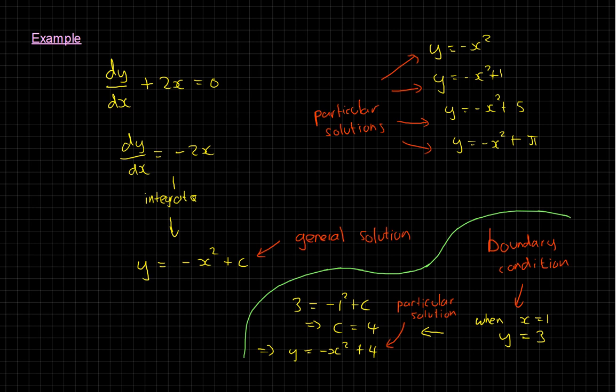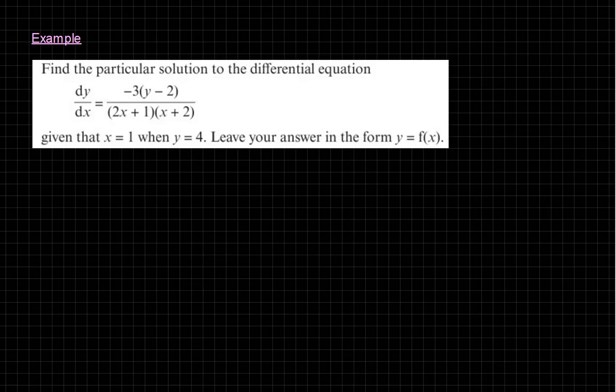So now let's look at some more advanced examples of this kind of thing. Okay, so here you've been given a more complicated looking differential equation. So let's just note a few things. So the differential equation, well, that's this. Okay, x equals 1 when y equals 4. This thing here is a boundary condition.